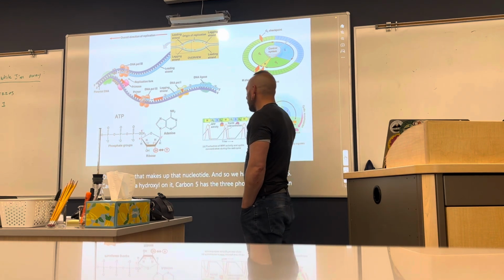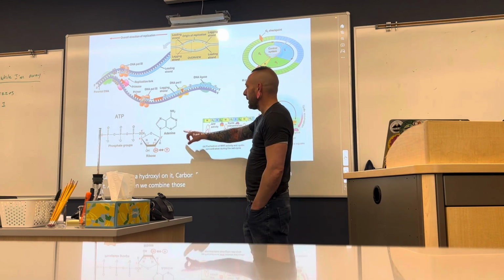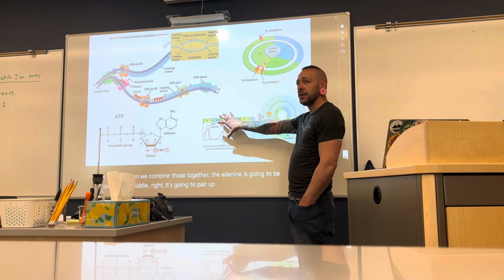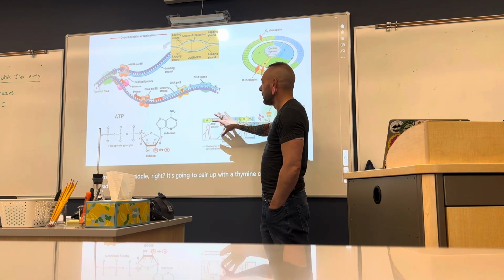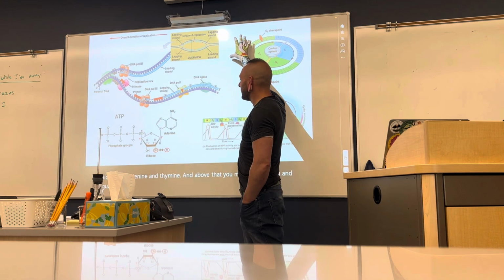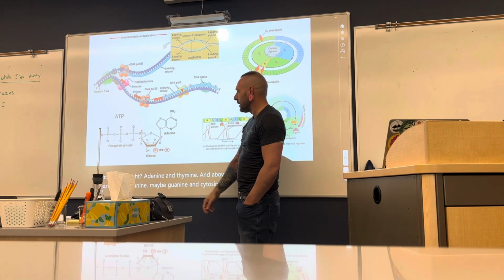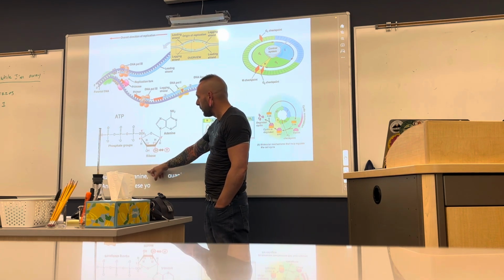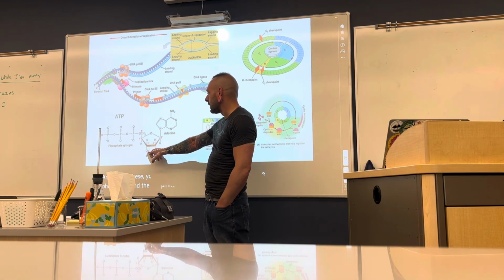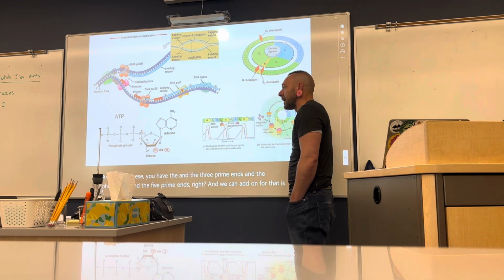When we combine those together, the adenine is going to be towards the middle. It's going to pair up with a thymine on the other side, adenine and thymine. And above that, you might have cytosine and guanine, maybe guanine and cytosine. To join these, you have the OH at the 3' ends, the phosphates at the 5' ends, and we can add on where that OH is because it's a dehydration reaction.